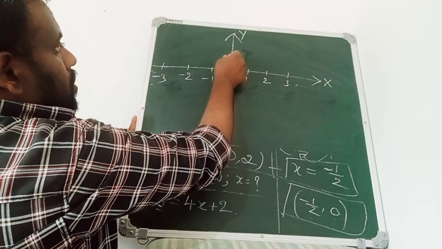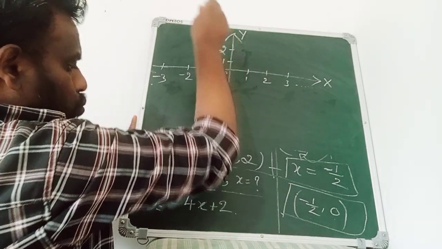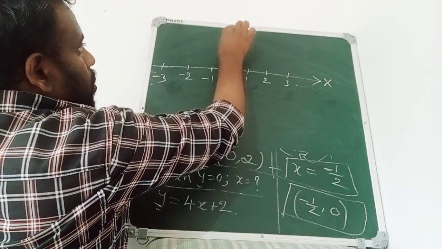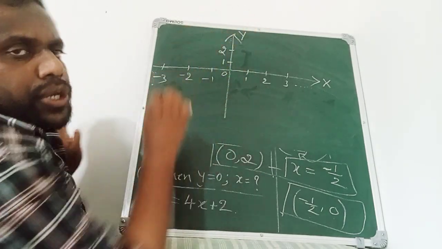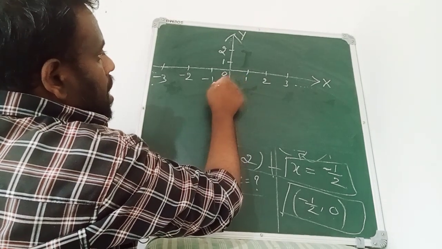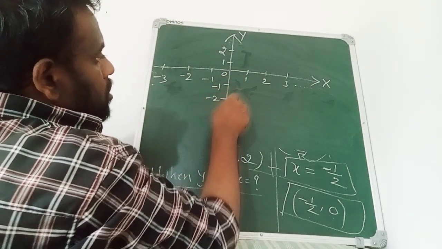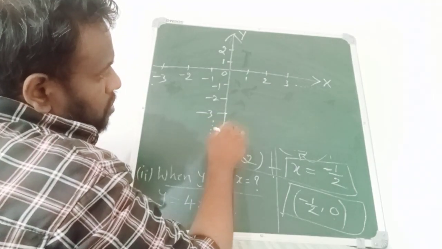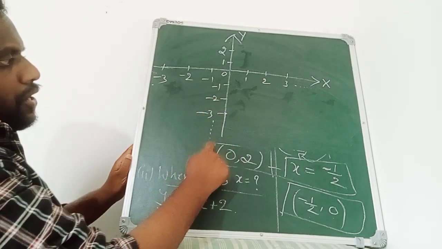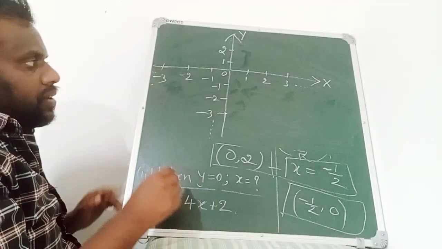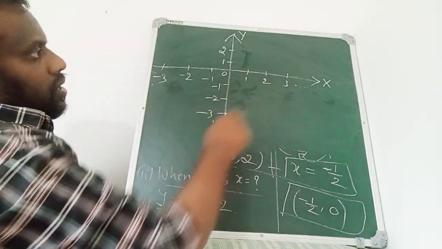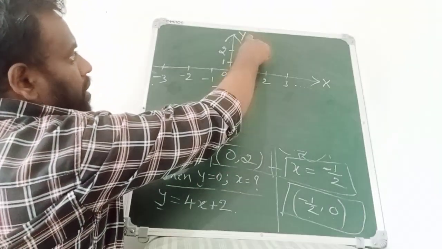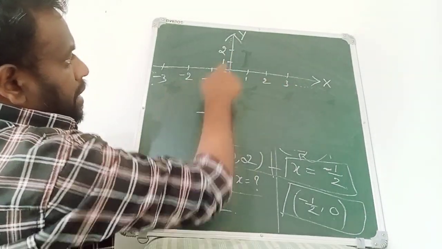Similarly here 1, 2. Okay, and I will put a dot. That means numbers will continue till infinity. And this side minus 1, minus 2, minus 3. Put a dot. So that means these numbers will continue till minus infinity. Okay. Now first you have to draw the lines, I mean the x axis and y axis. Then numbers you have to write like this.